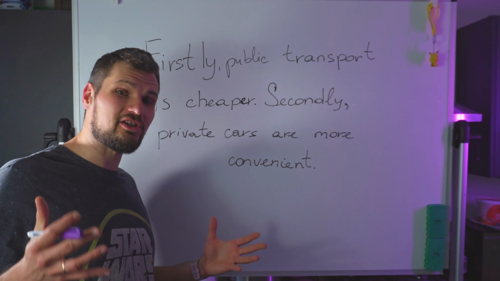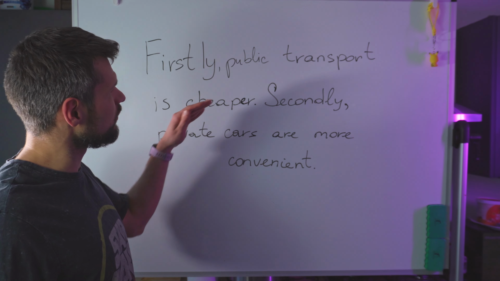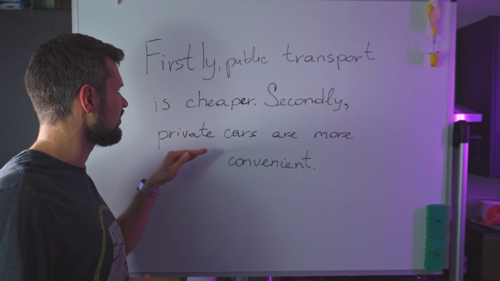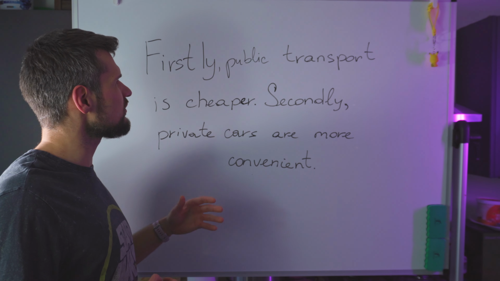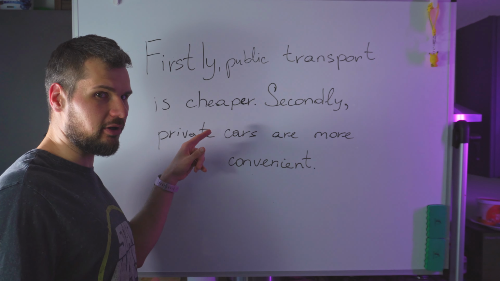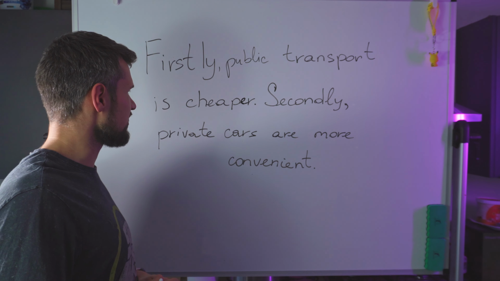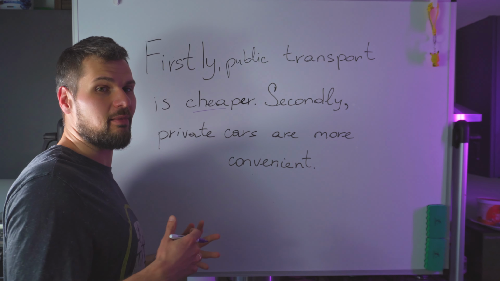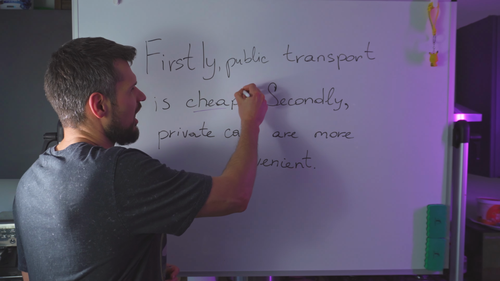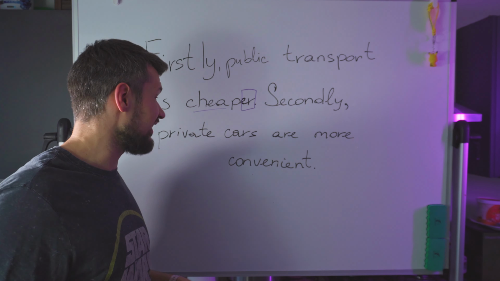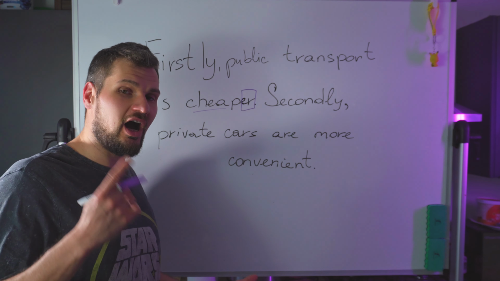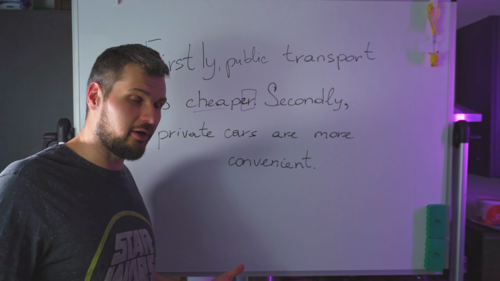So let's take a look at what's going on here. In the first sentence, we talk about public transport, and in the second sentence, we talk about private cars. Now, we also say that public transport is cheaper, so we use the comparison. Because cheap has only one syllable, to make a comparative, we simply need to add -er at the end. So cheaper, strong, stronger, high, higher, low, lower.